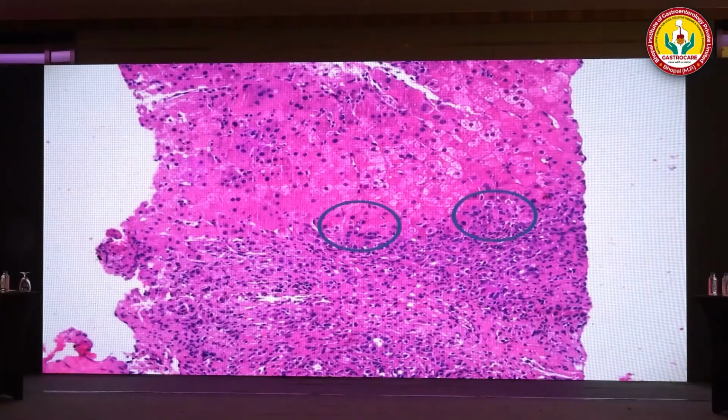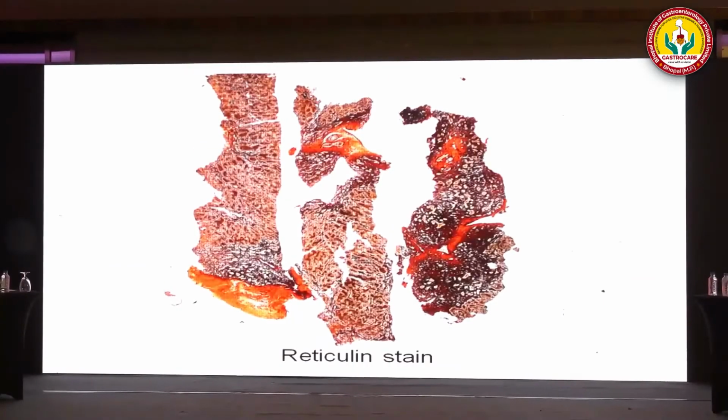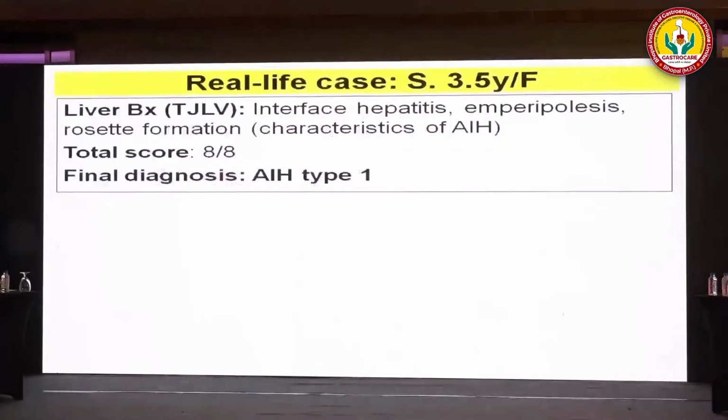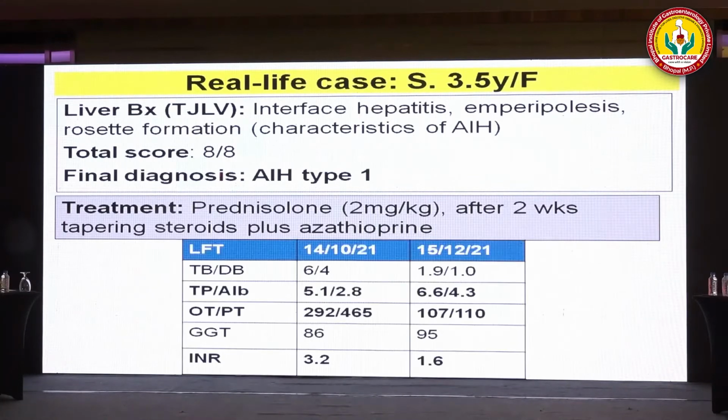This is the liver biopsy showing classical picture, interface hepatitis. Then you have this emperipolesis on the left side and the right side, so acinar formation. And this is the reticulin stain showing there is a reticulin collapse around the portal tract, and Masson trichrome shows extensive fibrosis around the portal tract. So this child had a transjugular liver biopsy classically suggestive of autoimmune hepatitis, and we started this child on prednisolone induction followed by azathioprine, and this is the liver function test.